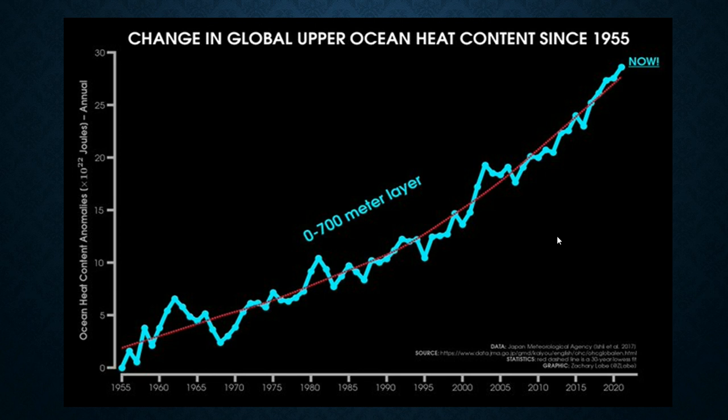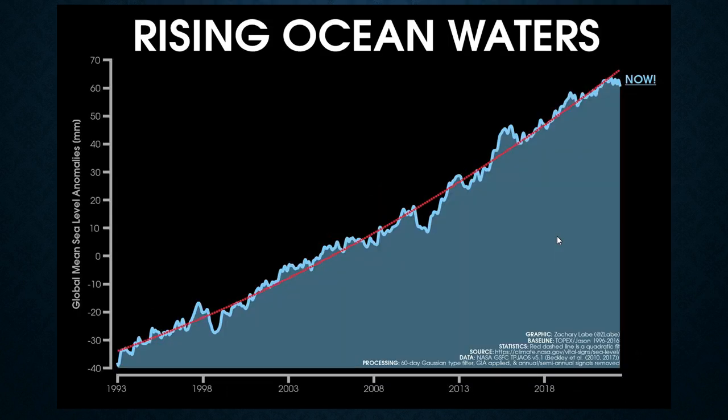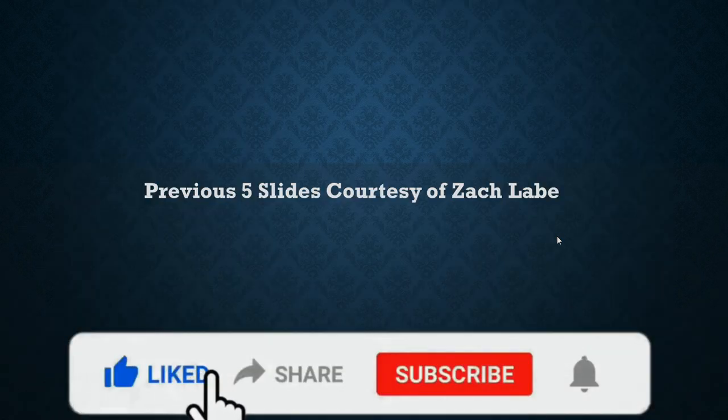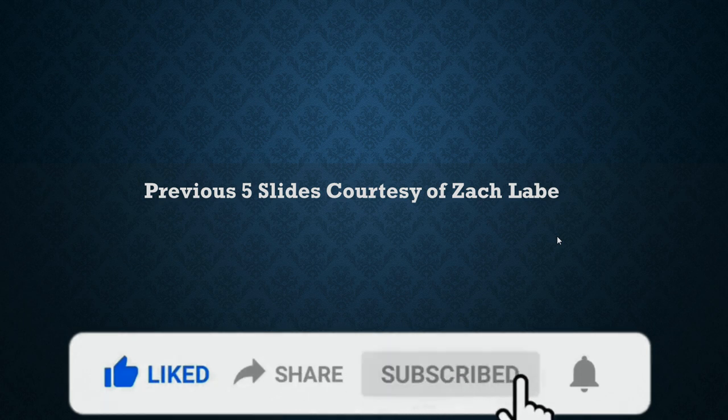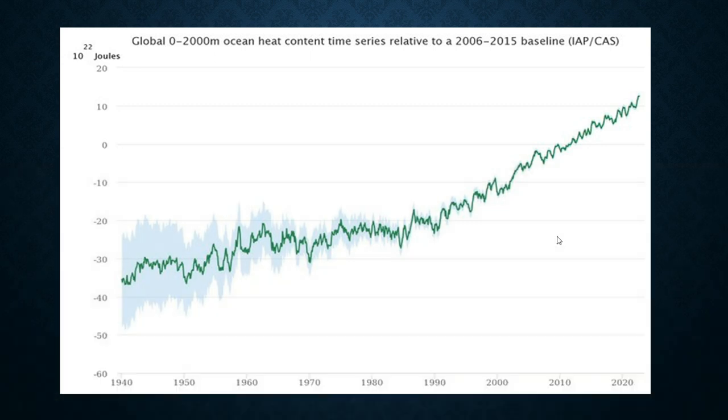Ocean heat content is increasing non-linearly. Sea level rise is increasing non-linearly. So again, the previous slides are courtesy of Zach Labe. And now we're going to look at slides from Cheng. He looks at the global ocean heat content time series relative to a 2006-2015 baseline. So he's really tightening it down.